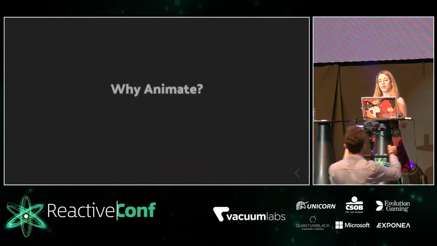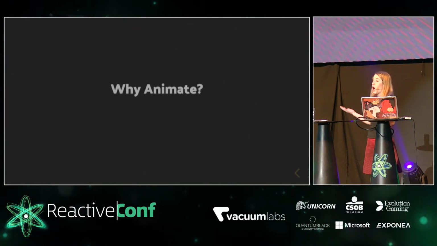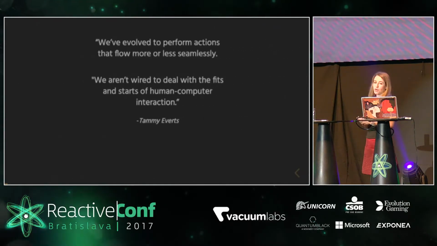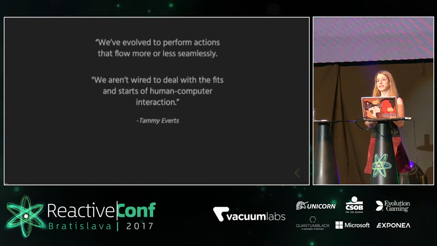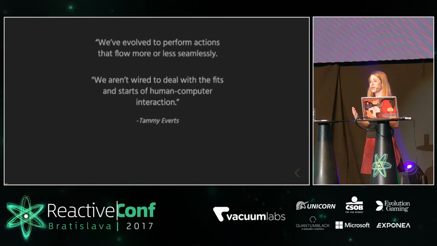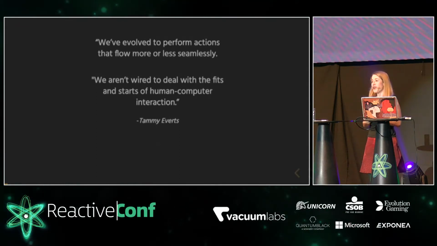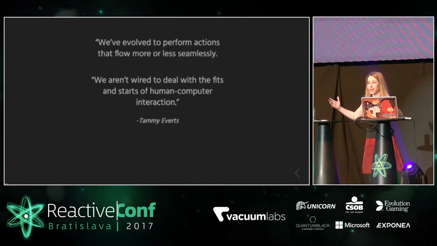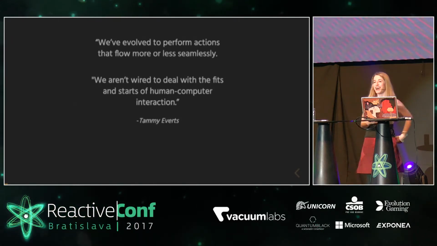Okay, so before we dig into all the ways that you can animate on the web, it's kind of important that we discuss why you'd even want to animate on the web. So let's start off with a quote. We've evolved to perform actions more or less seamlessly. We aren't wired to deal with the fits and starts of human-computer interaction. So what Tammy Everett means by this is we don't have Boolean states when we're looking at something. I didn't just pop up onto the stage, right? I transitioned onto the stage by walking on.